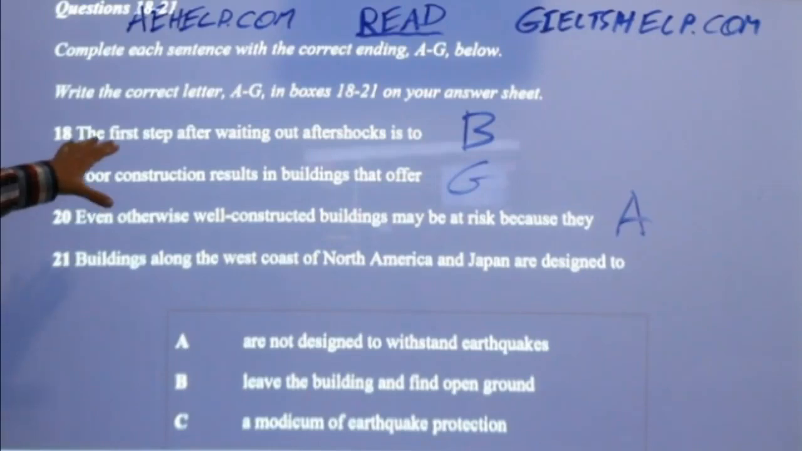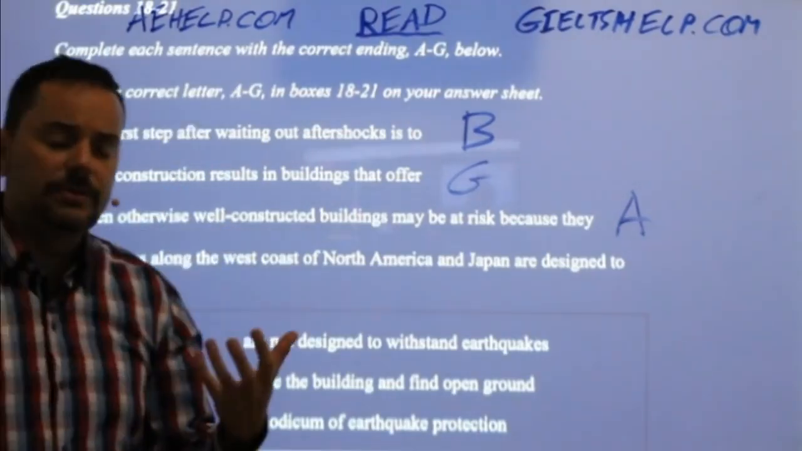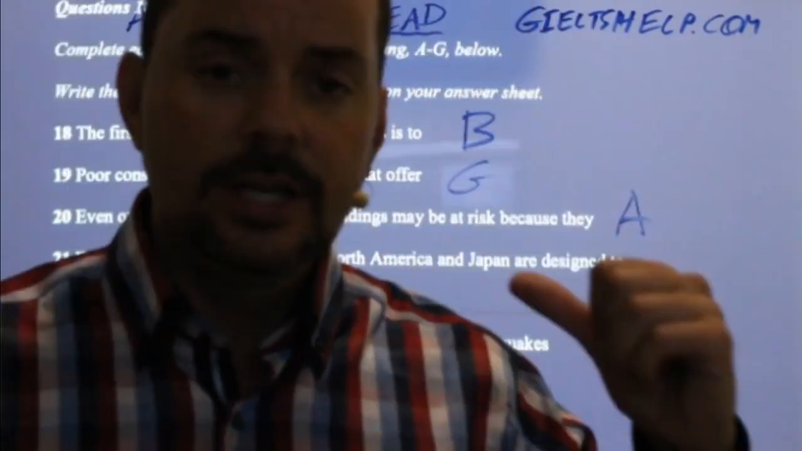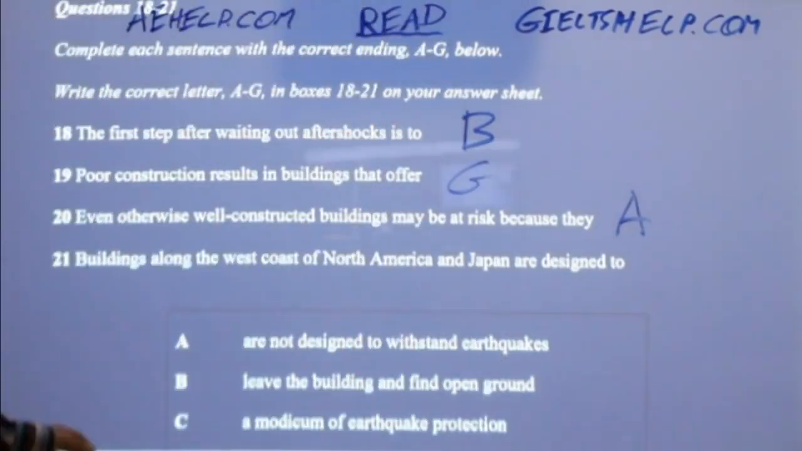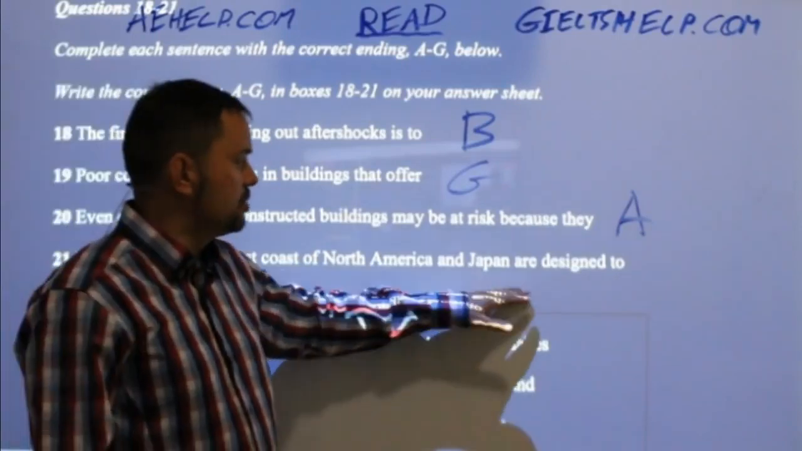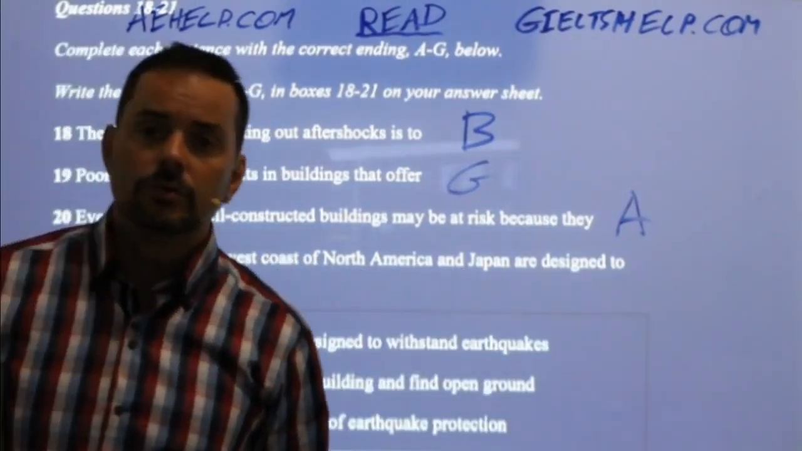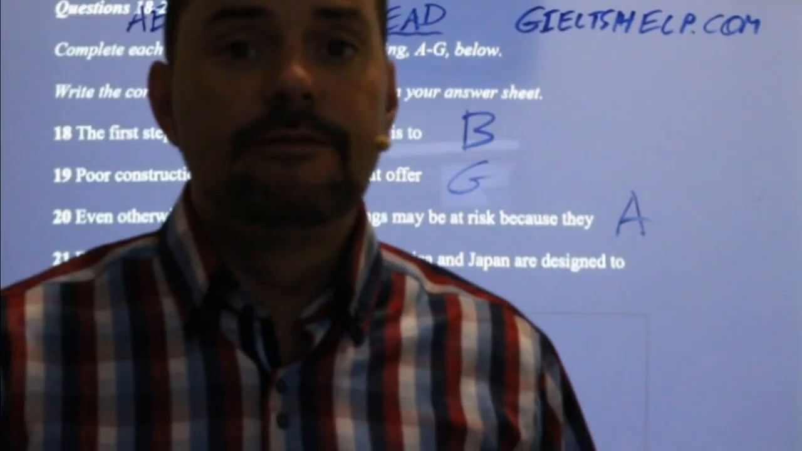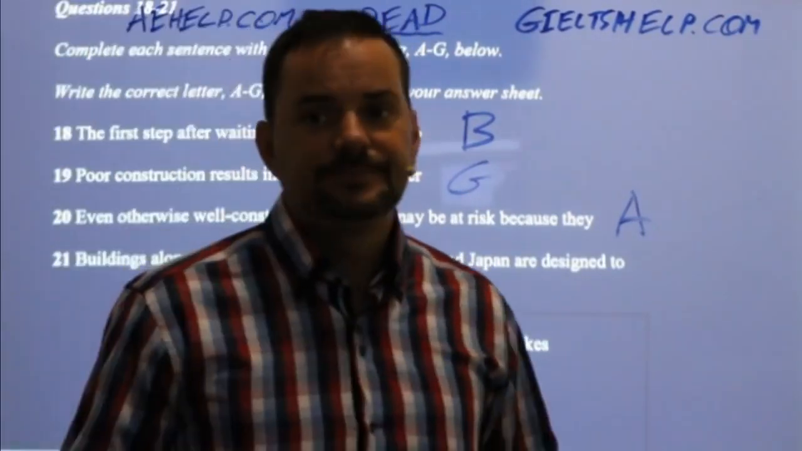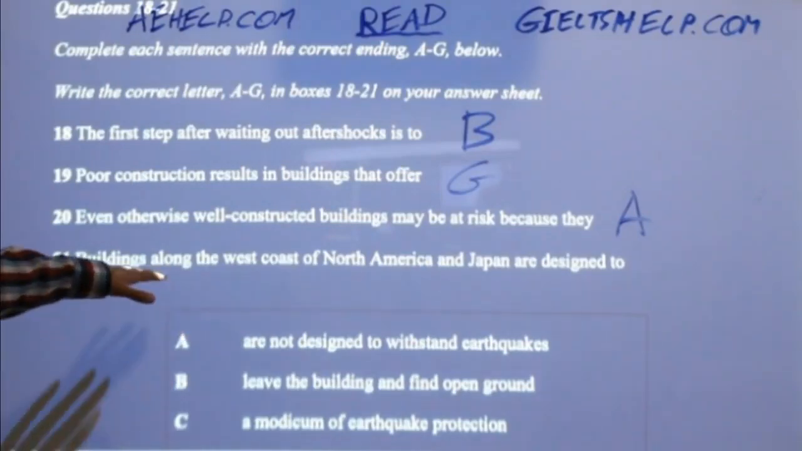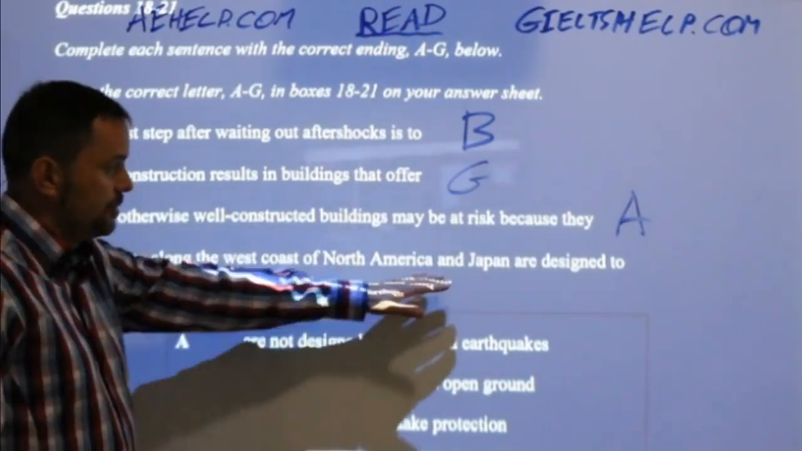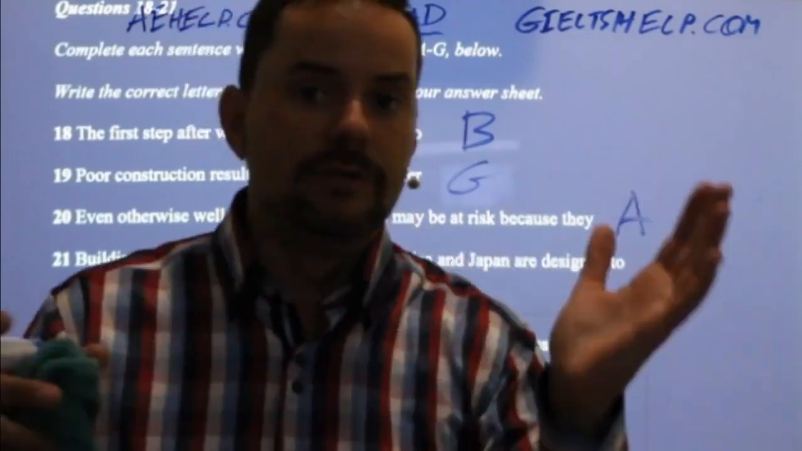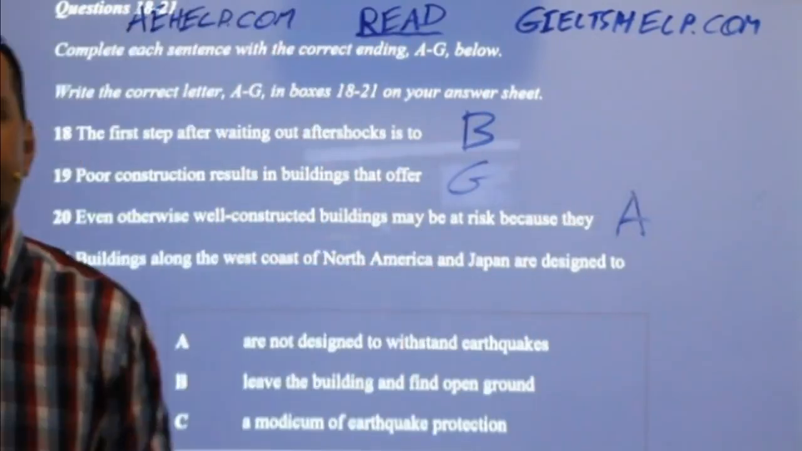So the trick with these kinds of questions is you should try to think about the answer or how to finish the sentence on your own and then find the match in the possible choices. Buildings along the west coast of North America and Japan are designed to withstand earthquakes, flex, move in response to an earthquake. Okay, that would be the way I would finish this sentence. I visualized in the passage that North America and Japan are earthquake zones, so they make buildings which withstand earthquakes. How do they do this? Well, by moving and shifting and bouncing around and then kind of bouncing back to their original.